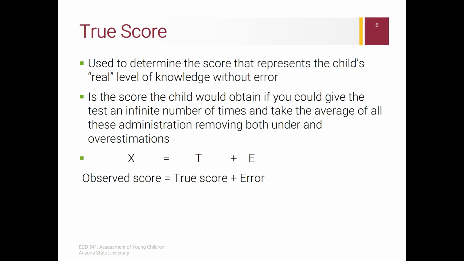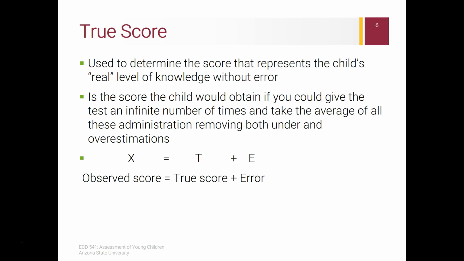Classical test theory assumes that each person has a true score that would be obtained if there were no errors in measurement. Because instruments used for measurement are imperfect, the score that is observed for each person most times is different from the person's true abilities or characteristics. An approximation of the true score would be obtained if you could give the test an infinite number of times and take an average of all these administrations.